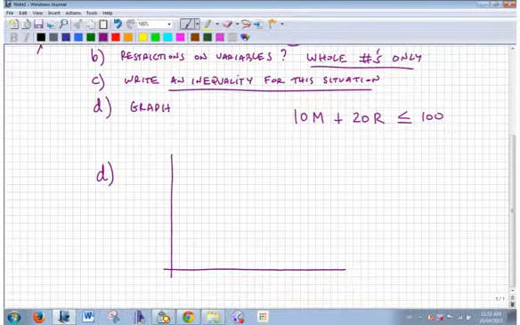Whole numbers. I only want the first quadrant, right? I got two variables. If you wanted to be x and y, well, you know where those go. Well, now I got m and r. Well, which one goes where? It doesn't matter. Just so I'm consistent with my notes, I'm going to put r here, and I'm going to put m there.